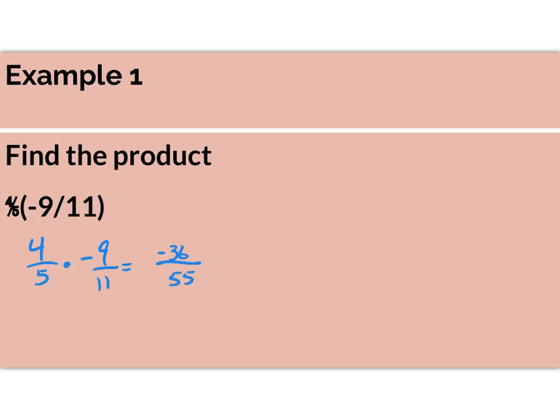But 55 can only be reduced by 5 and 11. And 36 does not have 5 or 11 as a factor, so we're done. This is the fraction in simplest form.